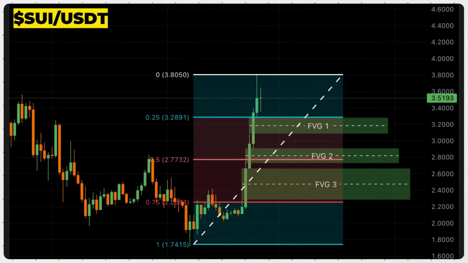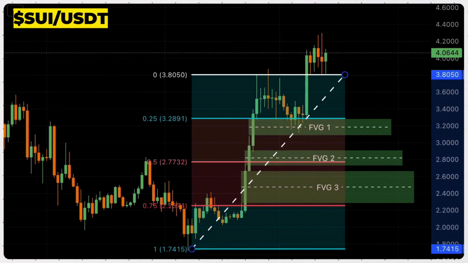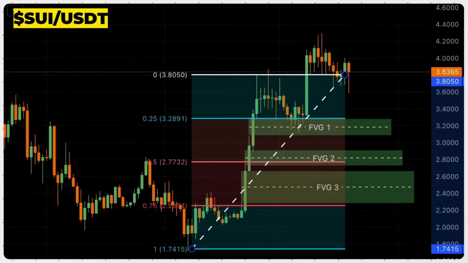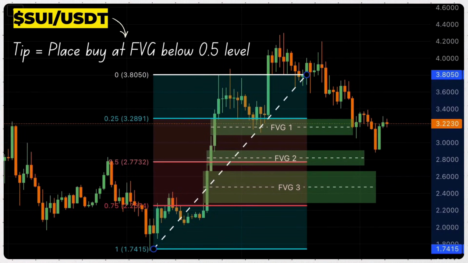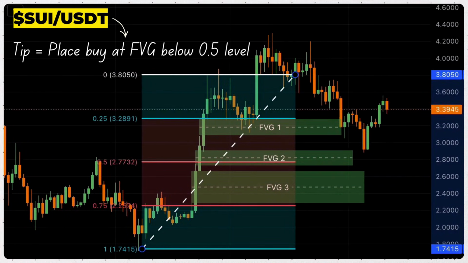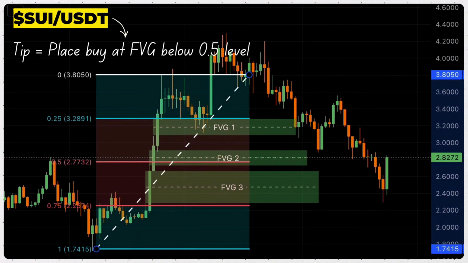In this chart, price reacts nicely from the first fair value gap higher up the range, causing an initial bounce. However, that bounce isn't enough to push price to a new high. Price then pulls back further and dips into the second fair value gap where we see another reaction. After that, price continues to retrace deeper and fills the third fair value gap near the lower part of the range. This behavior is important to understand.